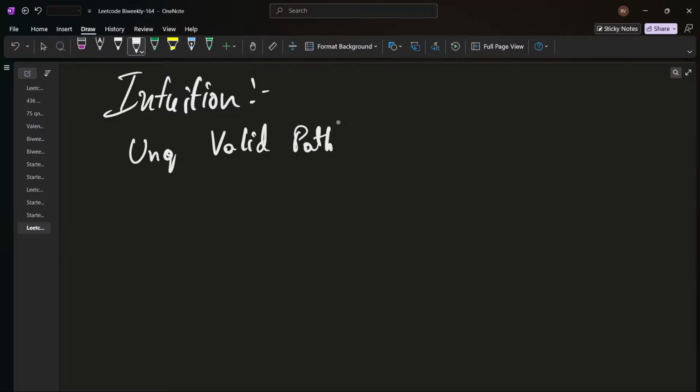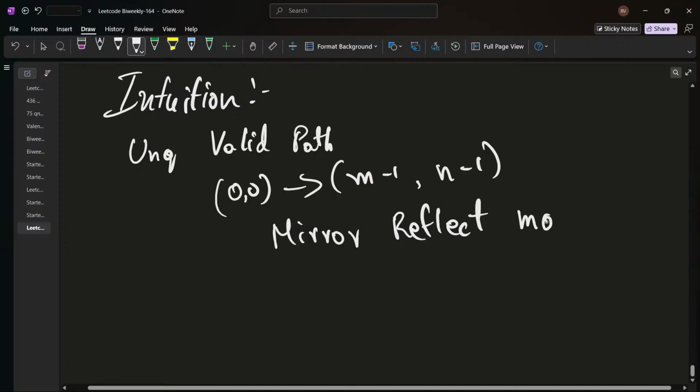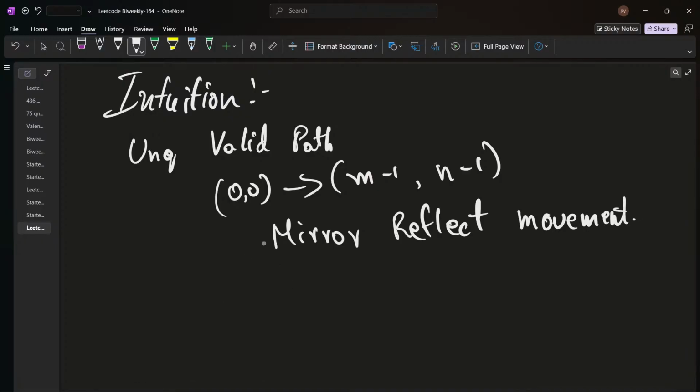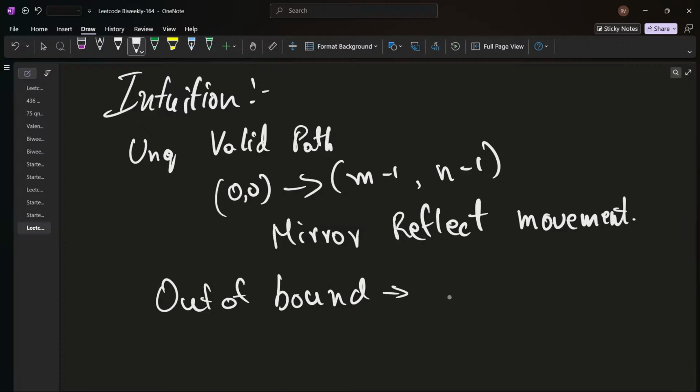Now we are asked to find unique paths. For that, I'll go from (0, 0) to (m minus 1, n minus 1). Mirrors will reflect the movement. And out of bound means invalid.